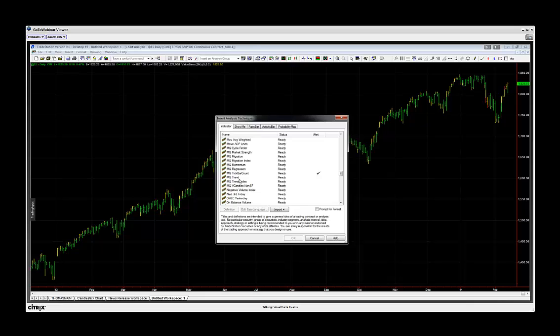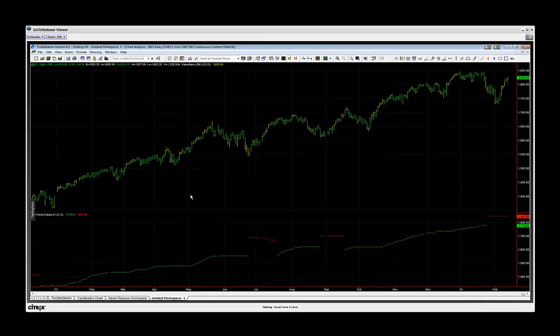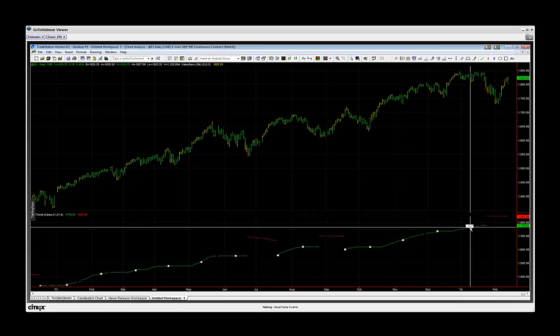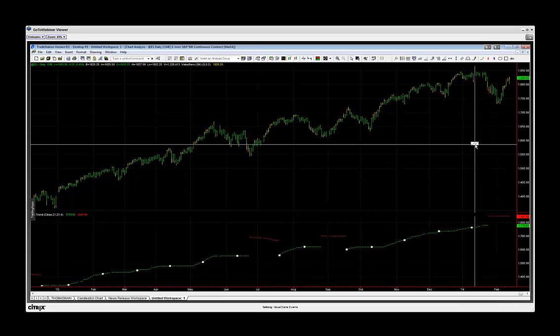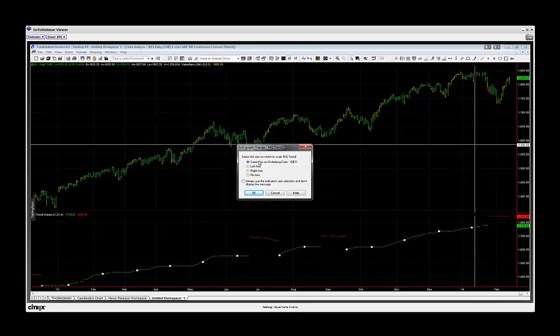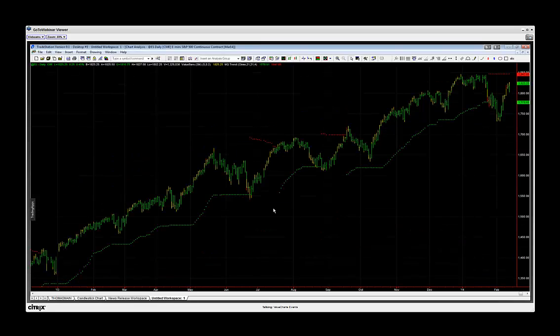Continuing on, we have the MQ trend. This is another trending indicator. Now, with TradeStation, I don't know about the other platforms entirely, but with TradeStation, it sets it up down below. What you want to do is click on this and drag it up to same axis as underlying data. Okay? And there you go. It'll show up right on top of your price chart, just like this.